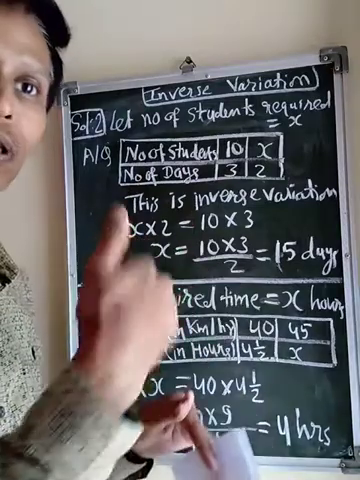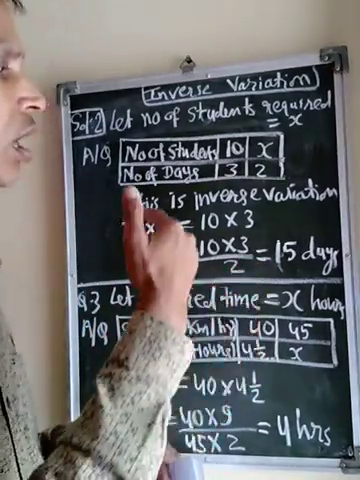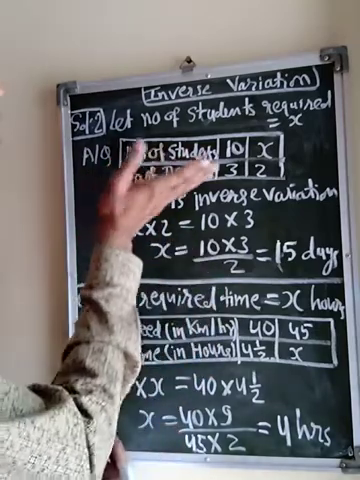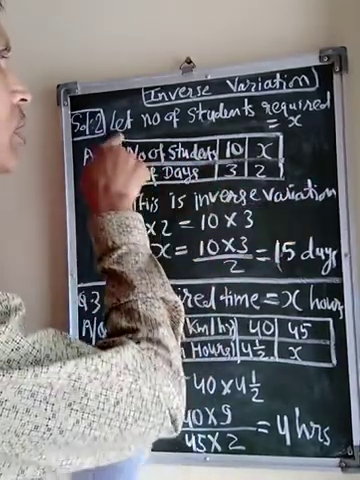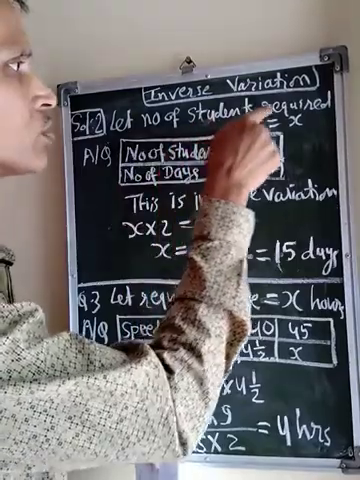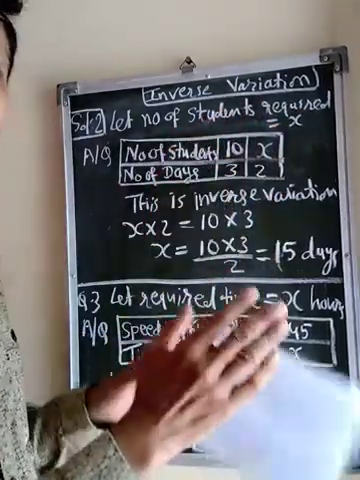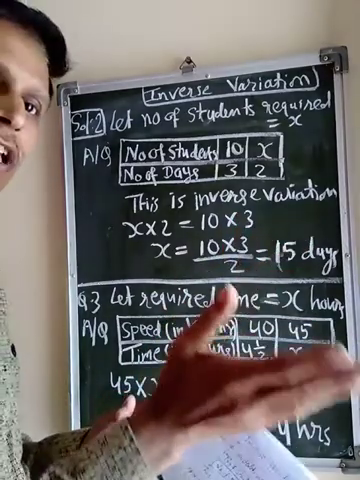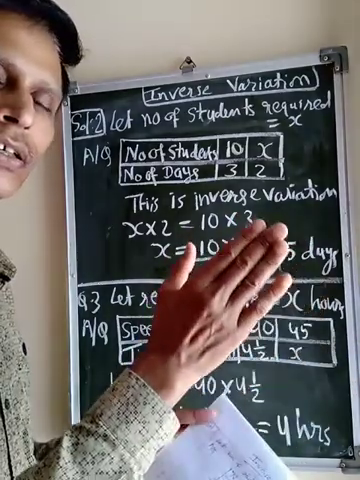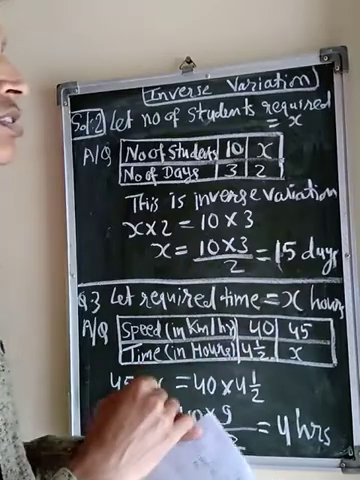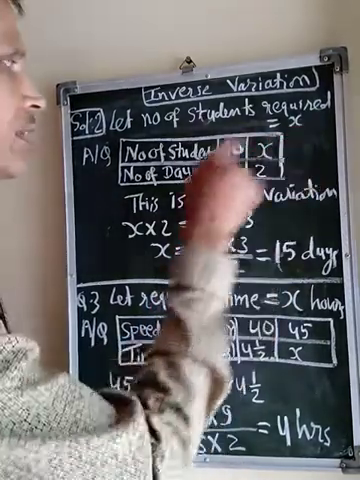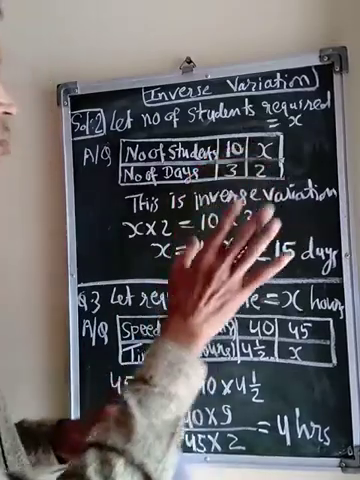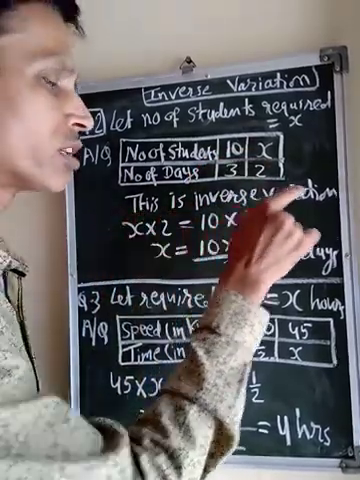Now in the second part, let us see how to solve the inverse variation question. Up till here the format will be the same. First of all we will write: let the number of students required be x, which is not given. The same thing we took in direct variation also. Now the given things we will write in the box. Here also same. Here we will write that this is inverse variation.